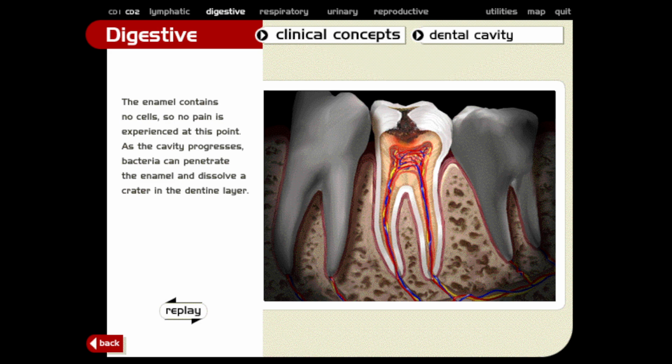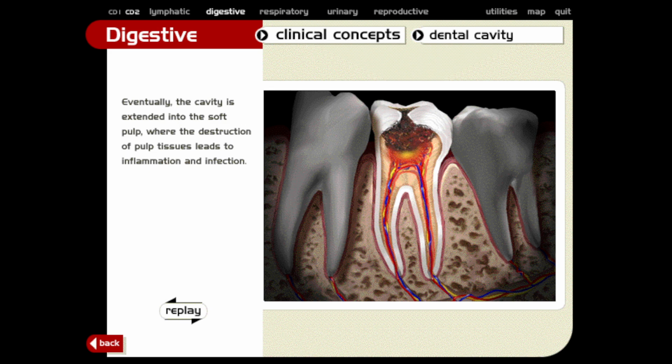As the cavity progresses, bacteria can penetrate the enamel and dissolve a crater in the dentin layer. Eventually, the cavity is extended into the soft pulp, where the destruction of pulp tissues leads to inflammation and infection.